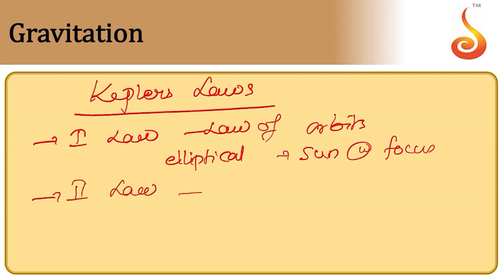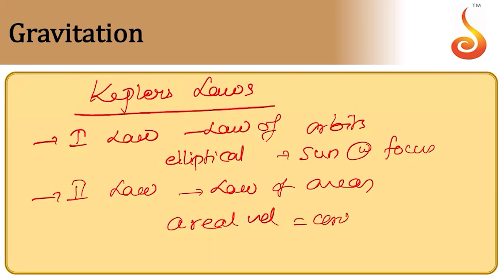The second law is the law of areas, according to which the areal velocity is constant. What is that areal velocity? It is the rate at which area is swept. That is nothing but dA by dt is constant, and this is equal to L divided by 2m, where L is the angular momentum.